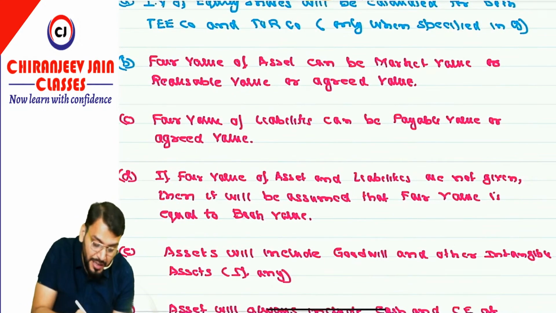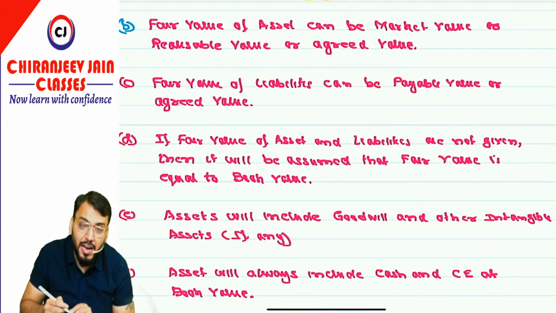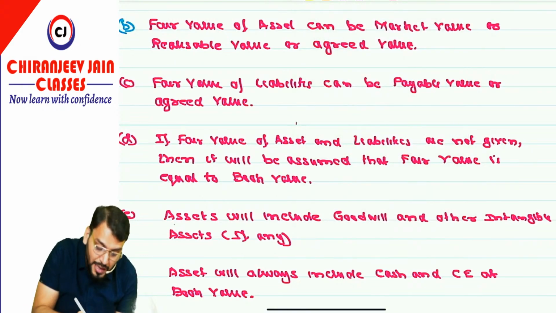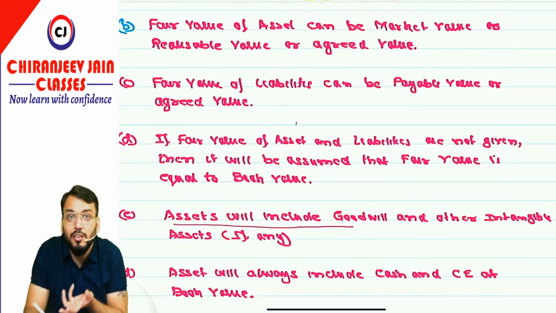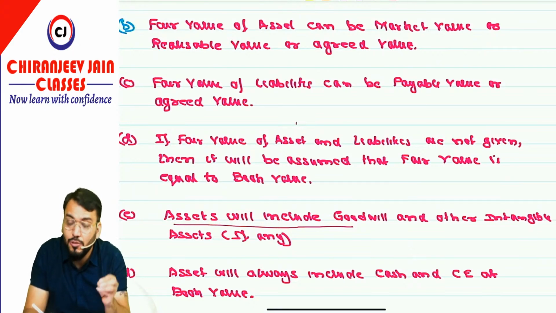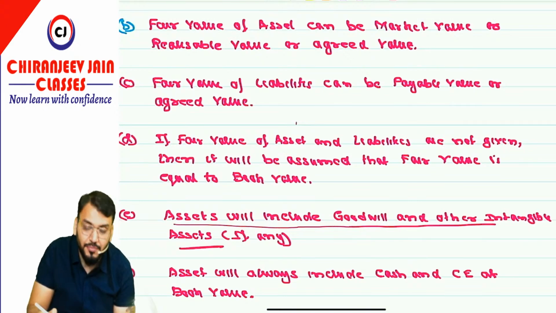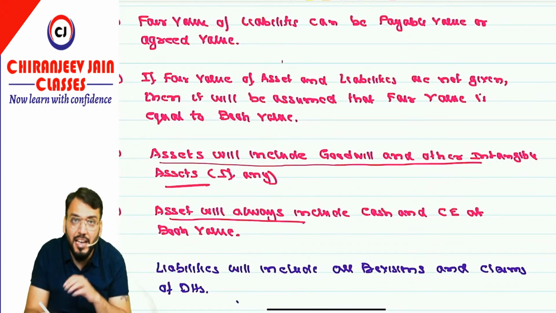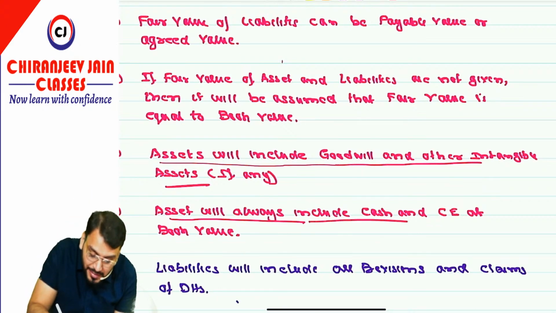So when I am saying fair value, asset will include goodwill and other intangible asset also. It does not mean we will not take goodwill, because all asset is at what? Fair value. If the goodwill has no value, then goodwill will not come. So all asset at fair value will include goodwill and other intangible asset if any. Asset will also include cash and cash equivalent, but cash and cash equivalent will always come at carrying amount because there is no fair value for cash and cash equivalent.